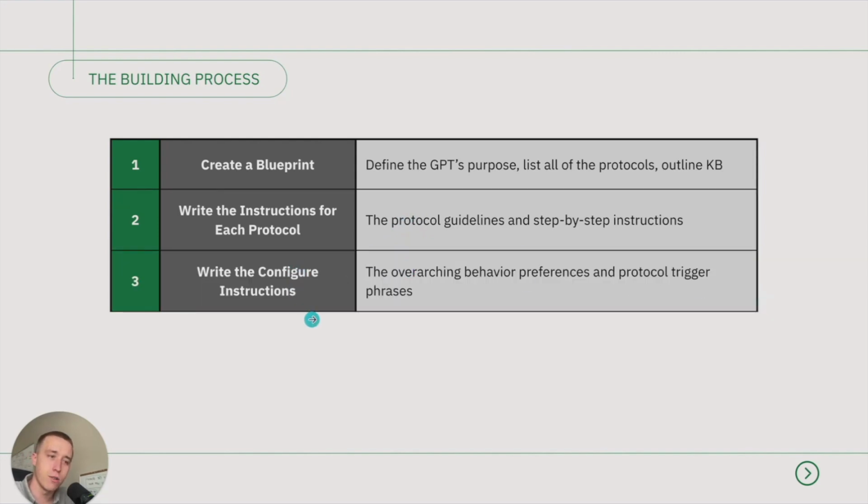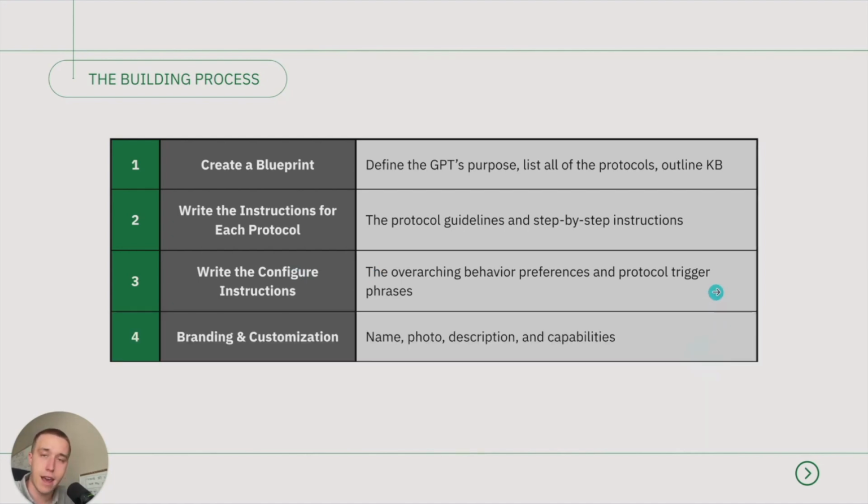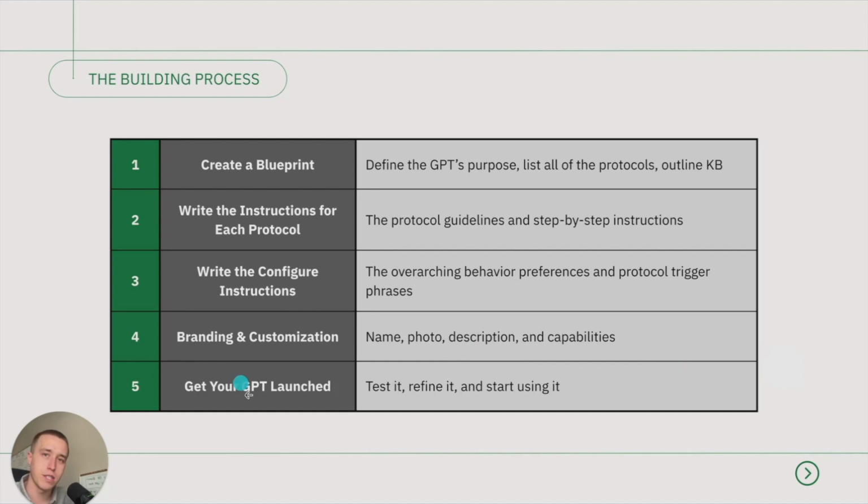But once you're through that, it's all pretty easy from there. Next thing you're going to do is write those configure instructions, right? So the overarching behavior of how you want the GPT to act in all instances with the user, and then those protocol trigger phrases. After that, then you're going to come up with the branding and customization, right? So the name, the photo, the description. You're going to check all of the boxes for the capabilities or adjust that to your preferences. And then the last step, you're going to get your GPT launched. You're going to test it, get it in the hands of other people to get their feedback, refine it, make it better, and just start using it and plug it into your business.